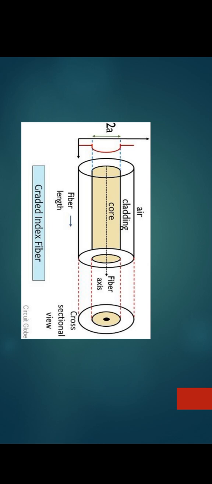Next, the diagram of graded index fiber. Here, the fiber axis is along the center of the core. The inside structure is called the core and the outside is the cladding. In between the core and cladding, the boundary is shown. The diameter of the core is 2a.